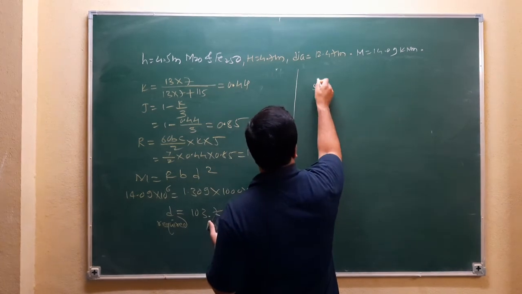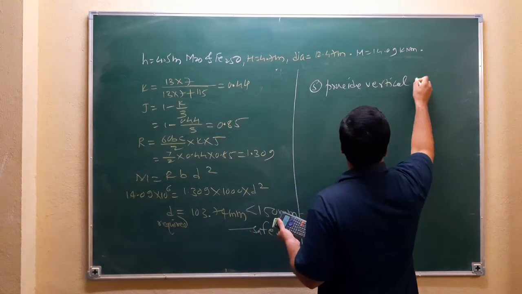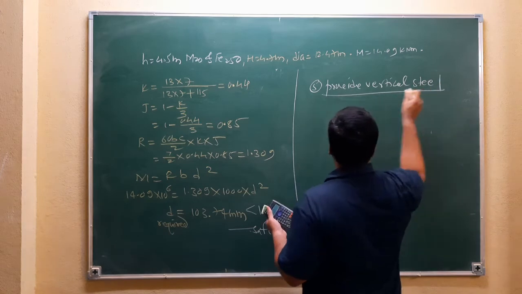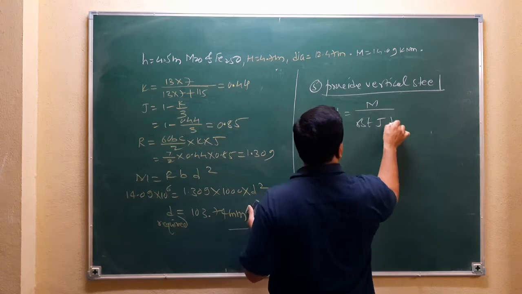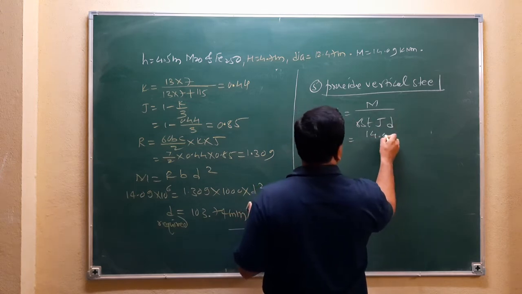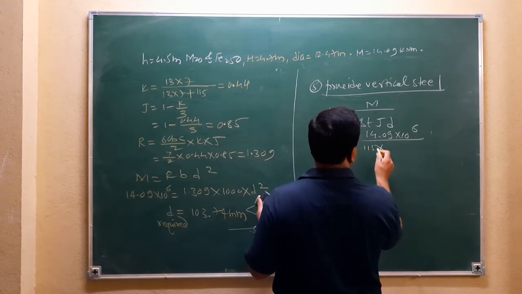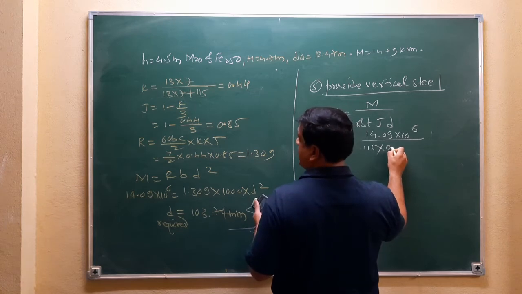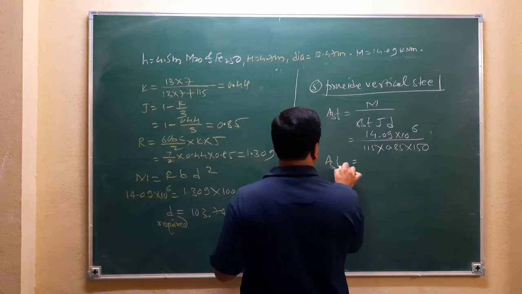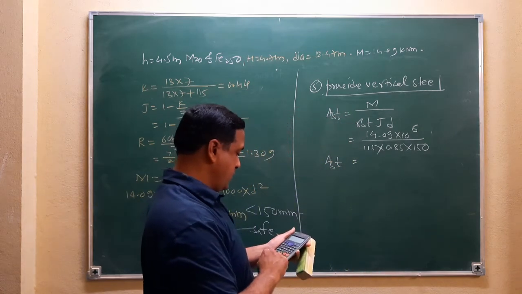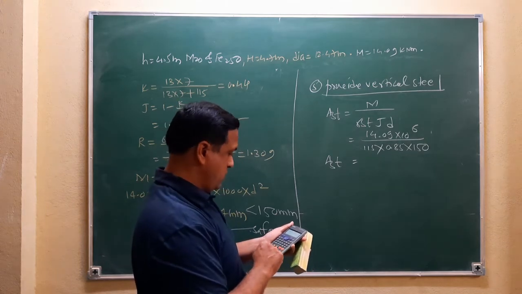Provide the vertical steel. Step number 5. Vertical steel is calculated as AST is equal to bending moment M divided by sigma ST into J into D. So bending moment is 14.09 into 10 raised to 6. Sigma ST is 115. J is 0.85 and D is 150. D is 150 already, we have provided this. So 14.09 divided by 115 into 0.85 into 150.